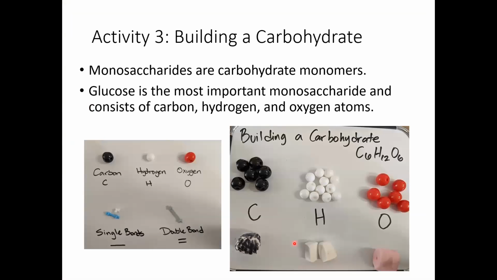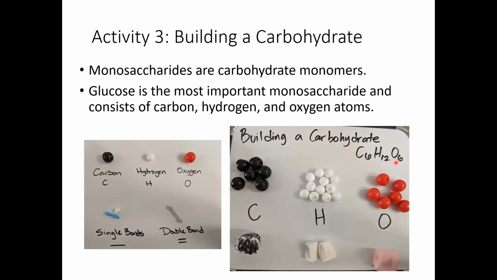So if we were in class, you would have access to different beads or balls to represent carbon, hydrogen, or oxygen, as well as different bonds, single bonds and double bonds, and you would be asked to build a glucose molecule. So we'll be doing this together. Monosaccharides are carbohydrate monomers. Glucose is the most important monosaccharide and consists of carbon, hydrogen, and oxygen atoms. Here is the molecular formula for glucose.